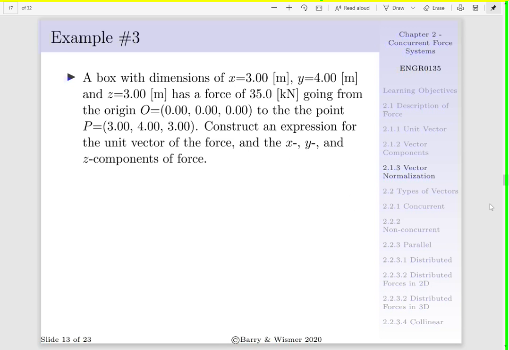We'll just look at an example of this. Imagine we have a box with dimensions of 3.00 meters in the x direction, 4.00 meters in the y direction, and 3.00 meters in the z direction. And it has a force of 35.0 kilonewtons going from the origin, defined as 0, 0, 0, to the point P, which is defined as 3.00, 4.00, 3.00. And we want to construct an expression for our unit vector force. And we also want to determine our x, y, and z components of force.